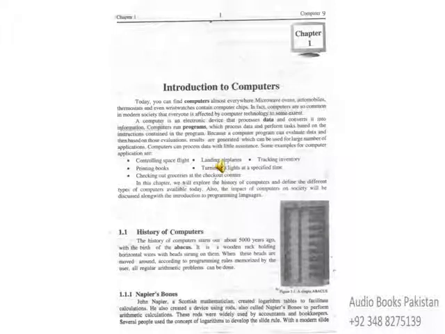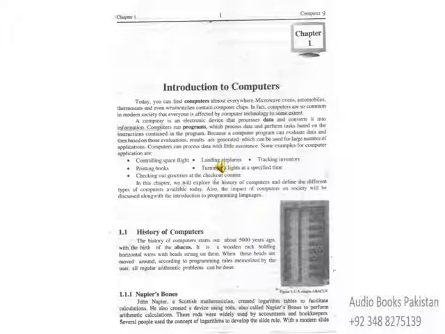Some examples of computer applications are controlling spaceflight, landing airplanes, tracking inventory, printing books, turning on lights at a specified time, and checking out groceries at the checkout counter. In this chapter, we will explore the history of computers and define the different types of computers available today. Also, the impact of computers on society will be discussed along with an introduction to programming languages.